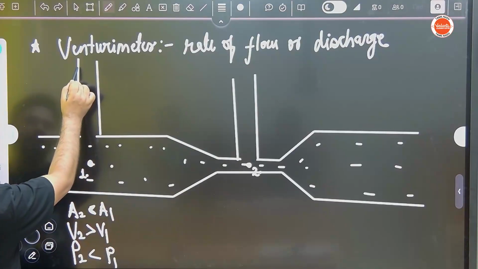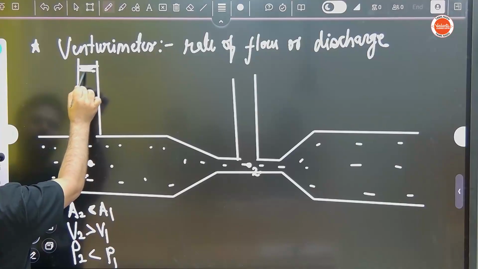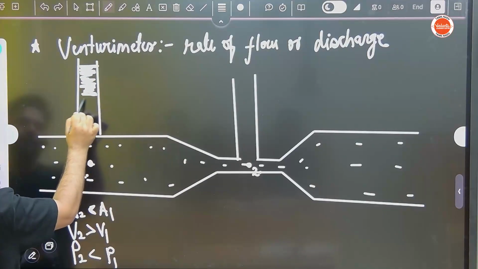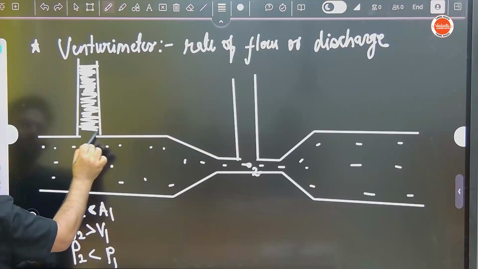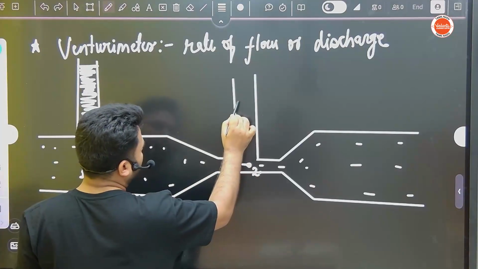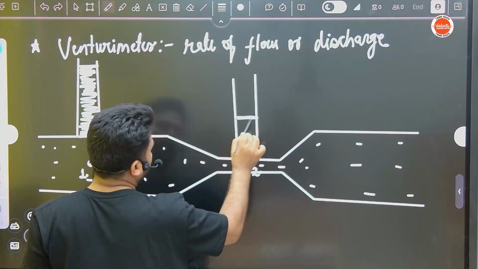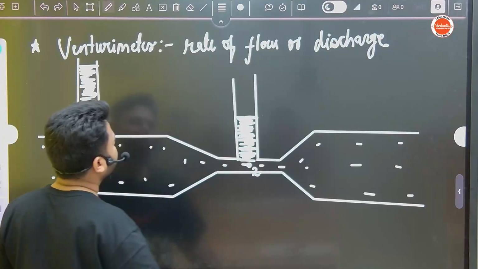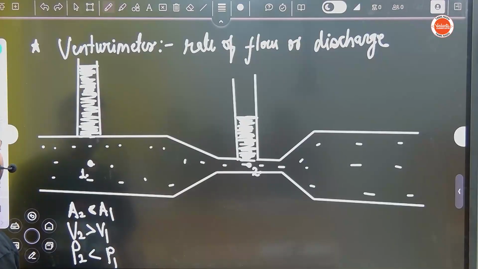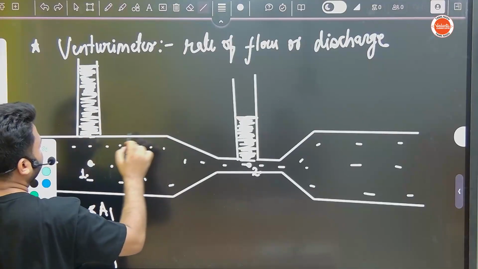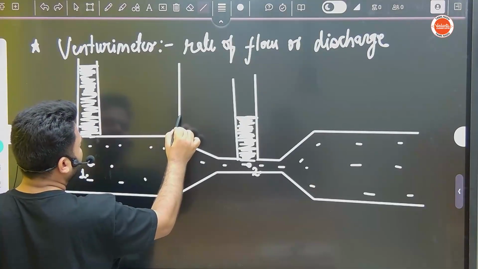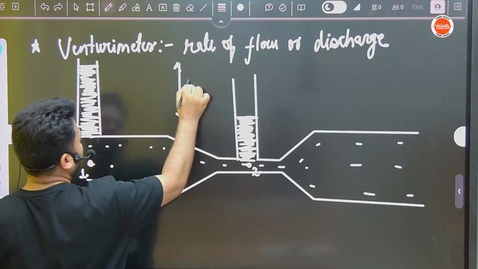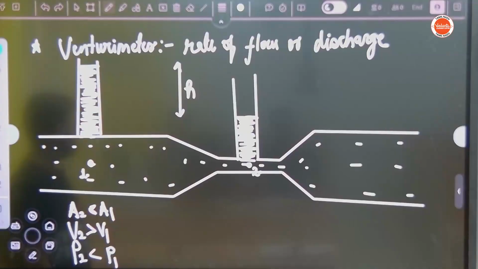So due to this, liquid will fill till this height. Liquid will have high pressure, na? With high pressure it will go. Liquid will fill this height. And this point will have low pressure. So liquid will fill till less height only, because here pressure is less. This distance they call height difference. The difference in height, H.